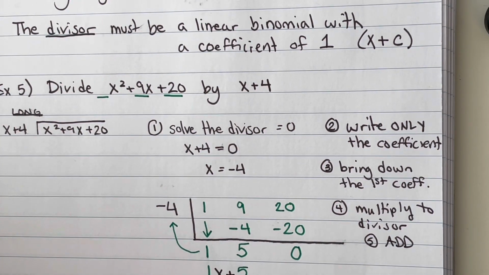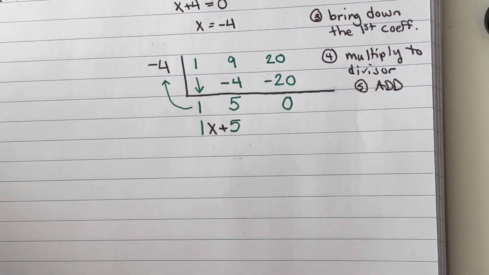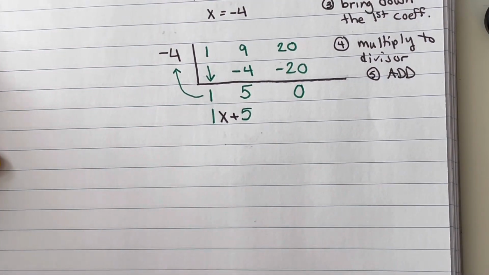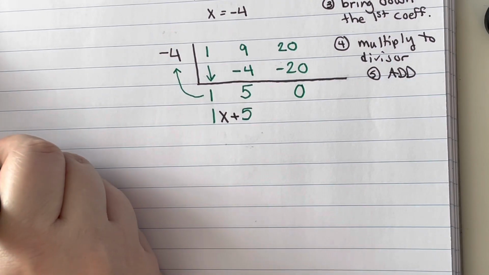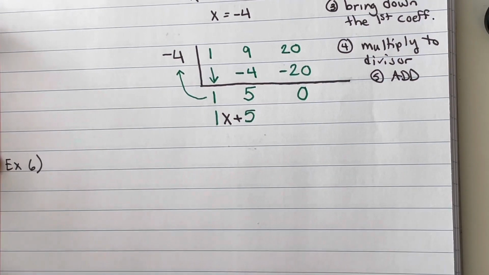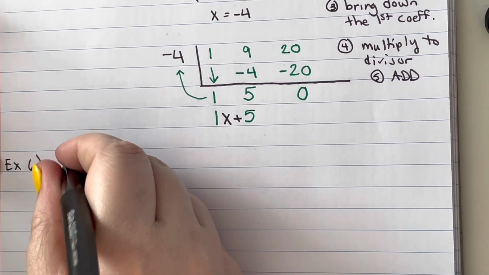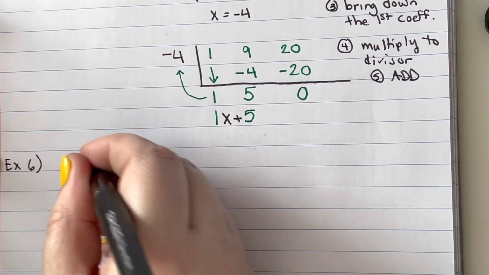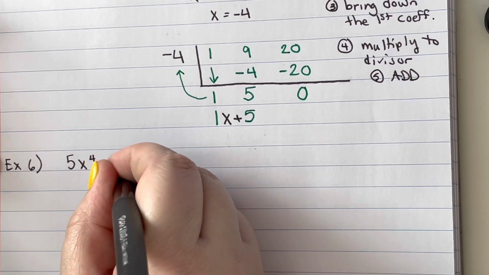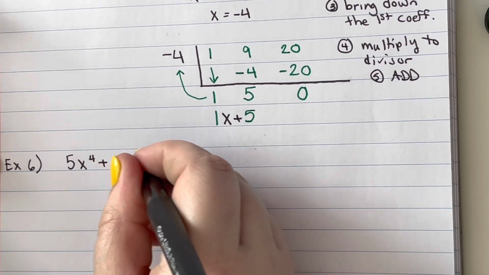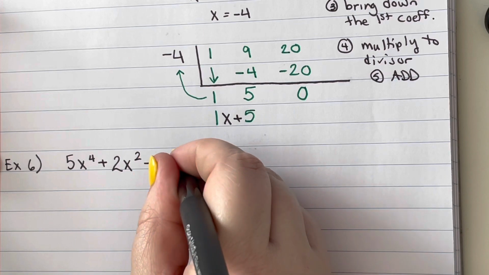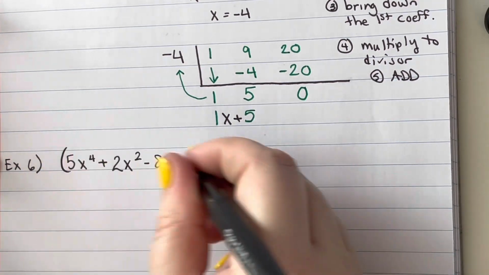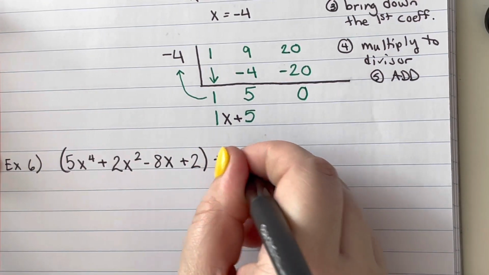So we're going to do this again using synthetic division, but I'm going to give you a longer problem so that you can see more steps. Here we go. This will be our last example. This is example 6. And we're going to divide 5x to the 4th plus 2x squared minus 8x plus 2 by x minus 4.